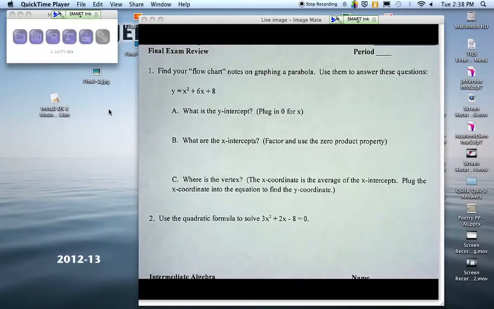All right, so these problems are a couple of review problems from Chapter 8. Hopefully you're able to find your notes. If not, we'll have a chance next week to be filling in some of the gaps in your notes.